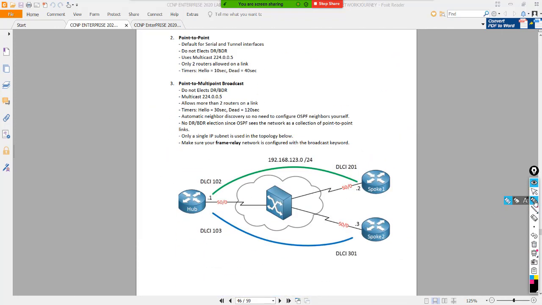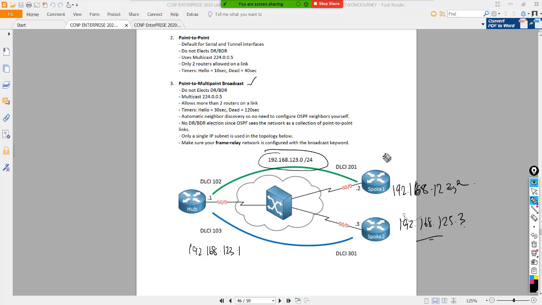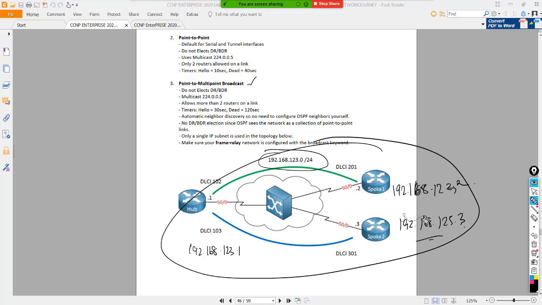Okay, and what else in the case of point to multi-point? You will see there is only one subnet. Both the routers have one single subnet. So let's say I have 192.168.123.1 configured here, I have 192.168.123.2, and similarly I have 192.168.123.3. Okay, so they are all in one single network.